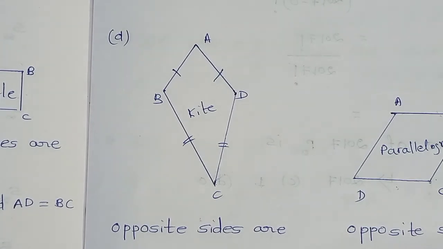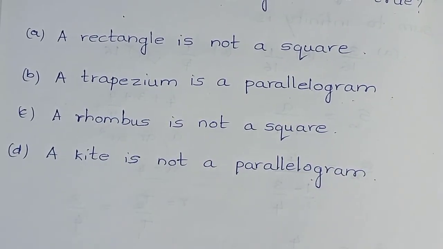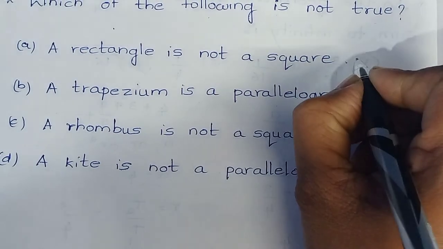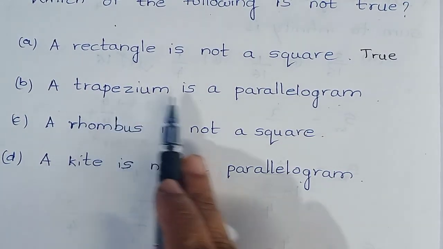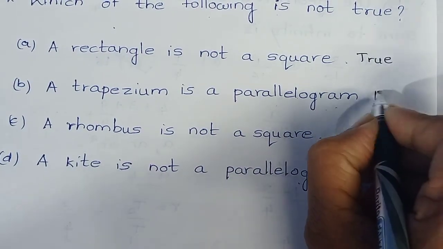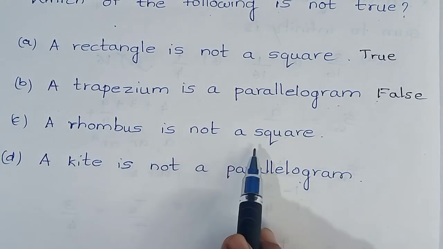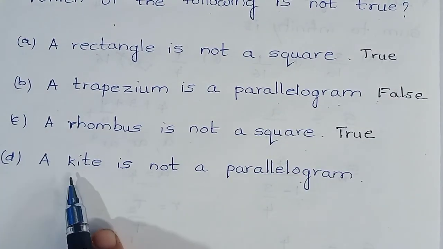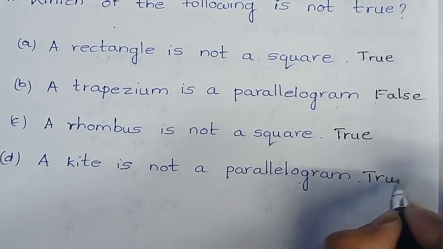Okay, now let's see the four options. A rectangle is not a square. Yes, this is a true statement. A trapezium is a parallelogram. Yes, it is a false statement. And a rhombus is not a square. This is a true statement. A kite is not a parallelogram. This is a true statement.